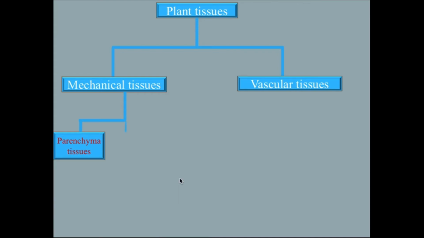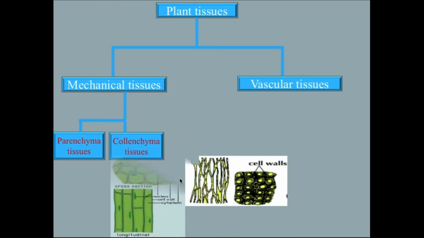Then we have another type called the collenchyma tissues. The collenchyma tissues, if you look at them, the nature of the cells they have are tightly packed and with a very large central cell vacuole. And we shall see the role of that also later on.